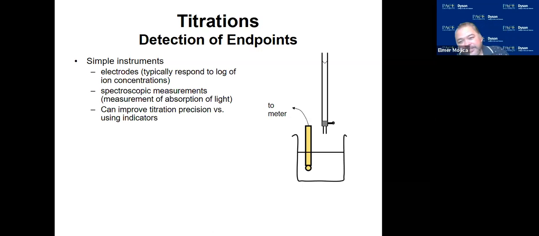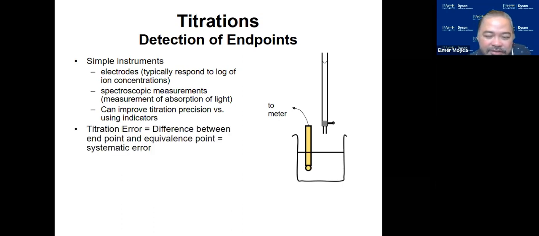I don't know if you have experienced how a drop could make a difference in the indicator, especially when you're using phenolphthalein. The true endpoint there, which equals the equivalence point, is the permanent pink color. But usually you don't see it because a drop of that would make it a dark color.